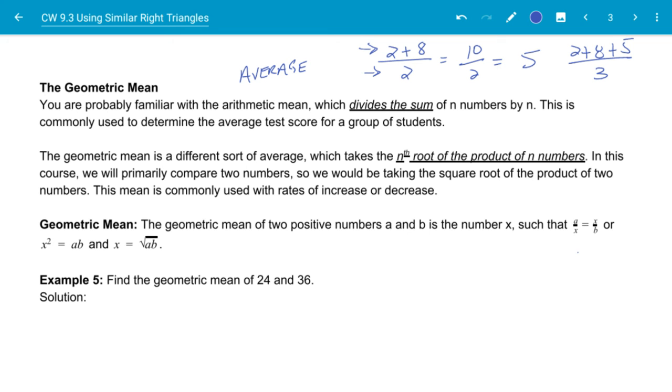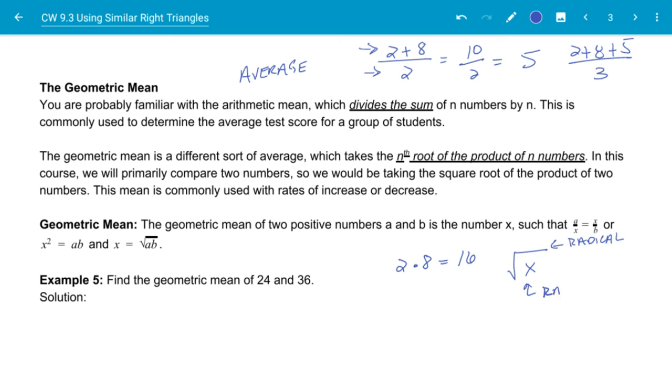So again, I'm going to take my 2 and my 8, so I have 2 numbers, and it says it's the nth root of the product of the numbers. So that product means I multiply these two together. So 2 times 8 is 16, and then I have to take the nth root. It's probably been a while. Remember, this is our radical sign right here.